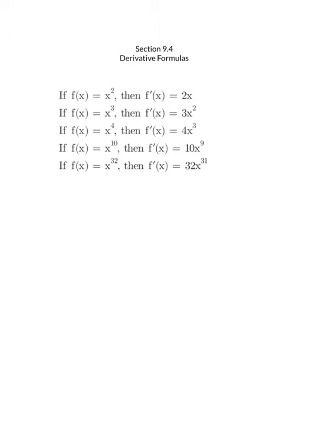If f of x is x to the fourth, then f prime of x is 4x cubed. If f of x is x to the 10th, then f prime of x is 10x to the 9th. If f of x is x to the 32nd, then f prime of x is 32x to the 31st. Look at the original function and then look at the derivatives. See if you see a pattern in what happened here.